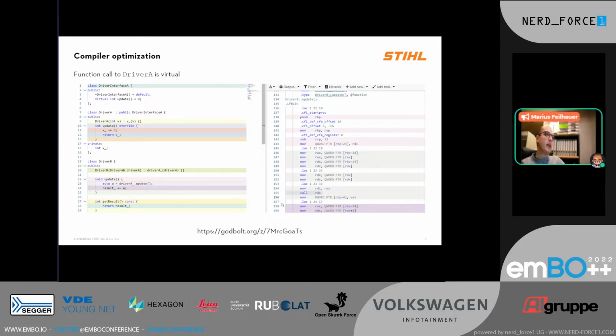And here is the simplified example from Compiler Explorer. We have our interface for driver A. Driver A implements that interface, and driver B uses driver A directly for some simple update call here. It accesses driver A and does something with the result.